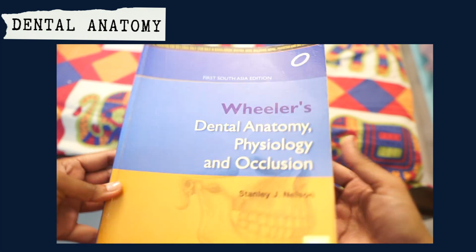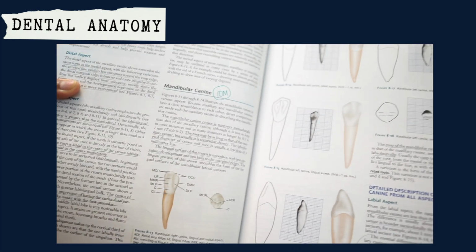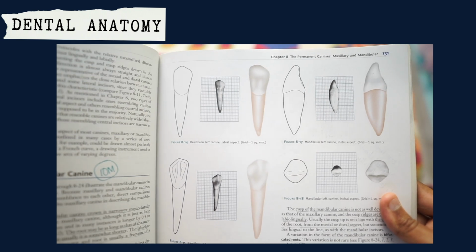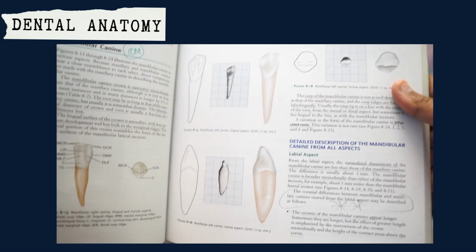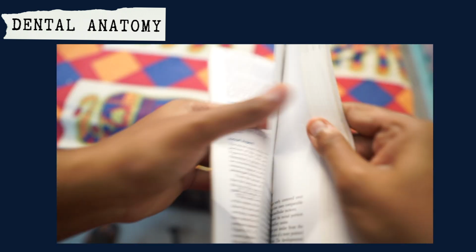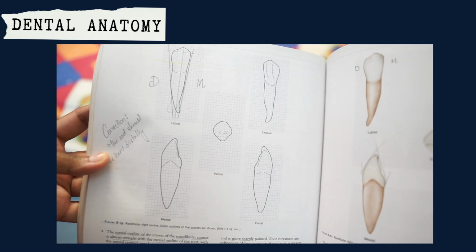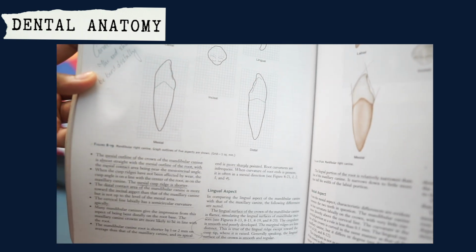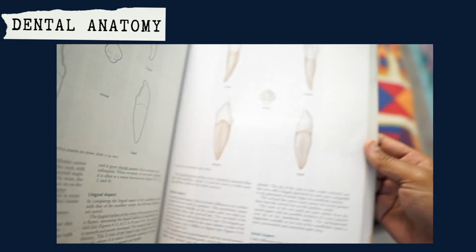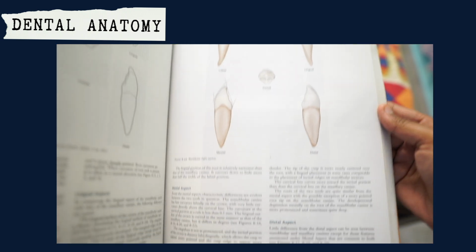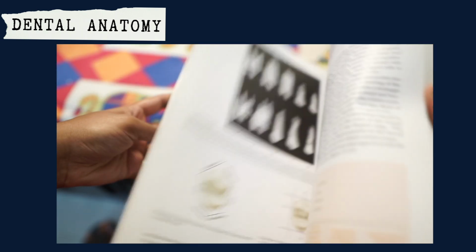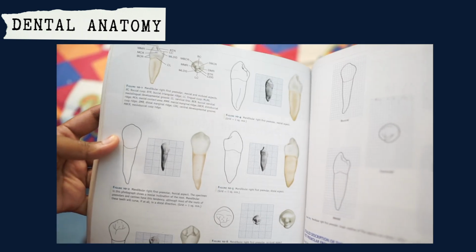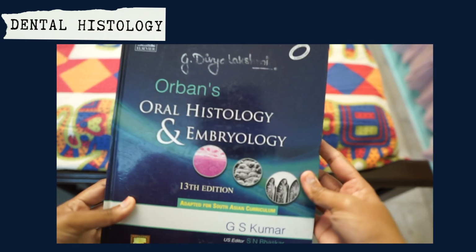Coming to Dental Anatomy, the standard book is Wheeler's. This book is the best book, both for carving as well as for studying the morphology of the tooth. Do not buy any other book other than this, because this book is also required during your 4th year periodontics as well. This book, I would say, is very good, just that it has a lot of information and you are required to make notes, otherwise this book can be overwhelming to read.